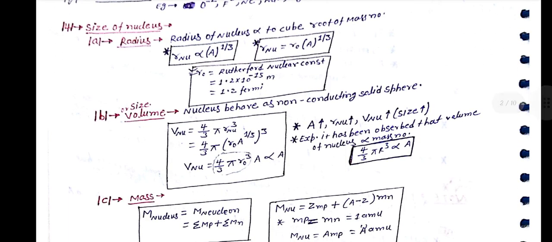Next is size of nucleus, that is radius. If you see, the radius of nucleus is proportional to the cube root of the mass number, that is R equal to R0 A to the power 1 by 3. Rutherford's nuclear constant, here you can see. Or it can be volume. Nucleus behaves as a non-conducting solid sphere, that is V nucleus is equal to 4 by 3 pi R to the power 3. And this example is given.